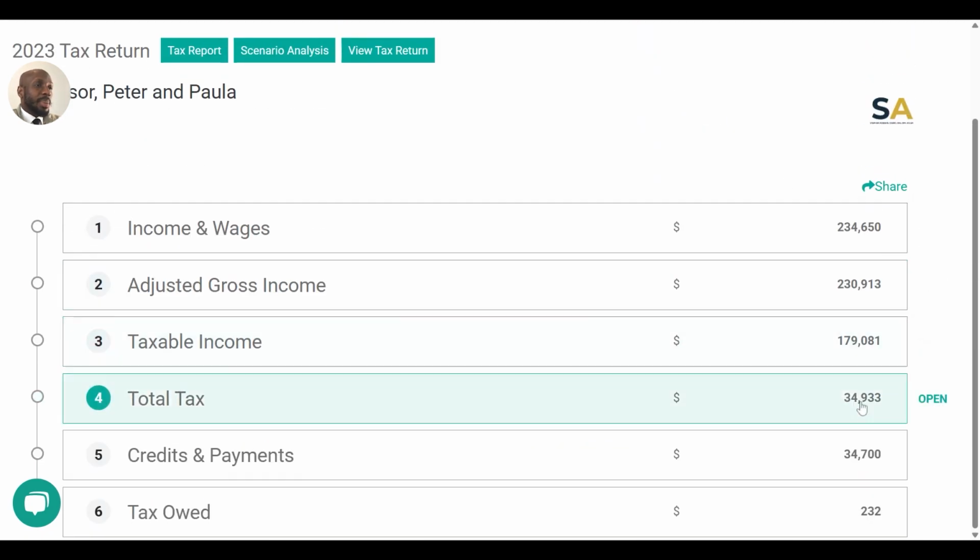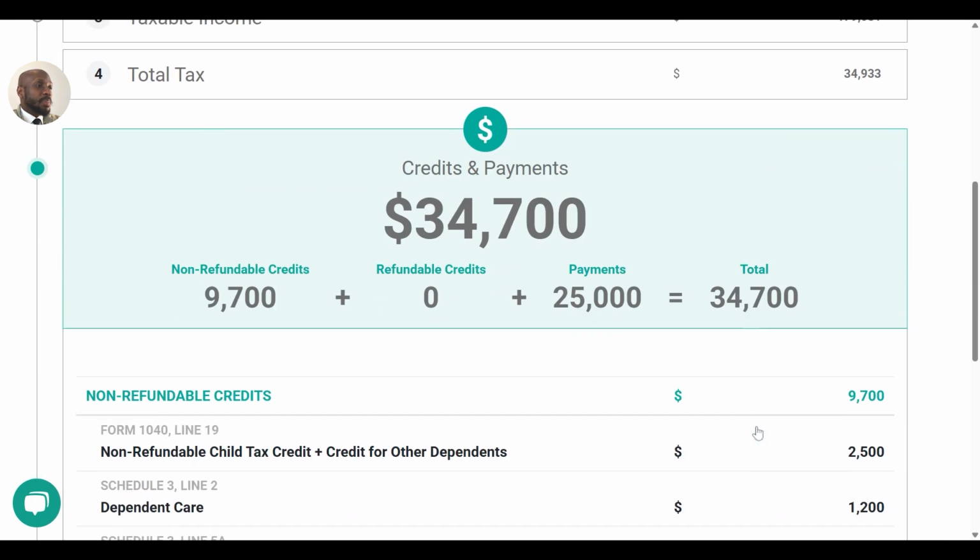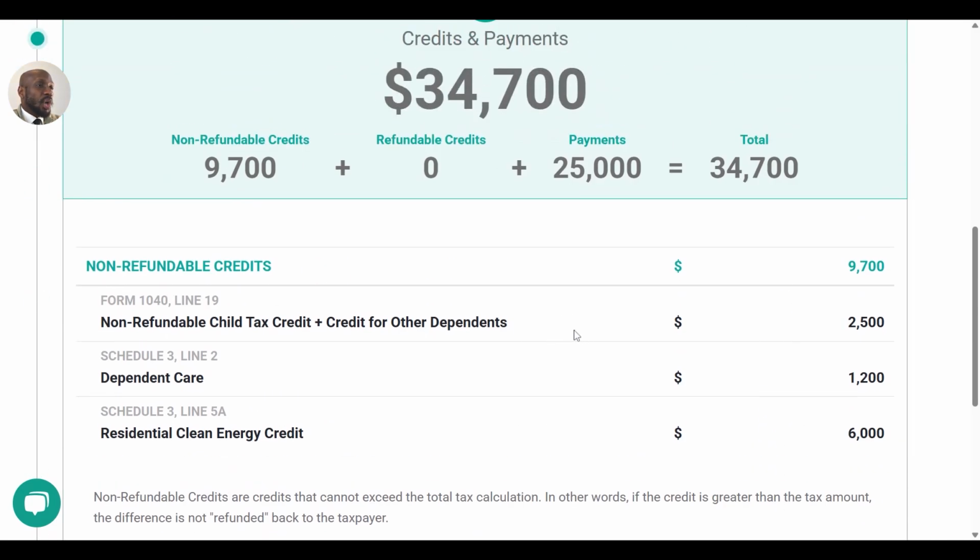So now they owe about $35,000. Now, how much have they paid towards that? So let's look at how much credits and payments their CPA has captured that they've paid. It shows that they have non-refundable credits up to $9,700. $2,500 of that is from child tax credits and credit for other dependents. They have $1,200 as dependent care credits, and then they have residential clean energy credit of $6,000.